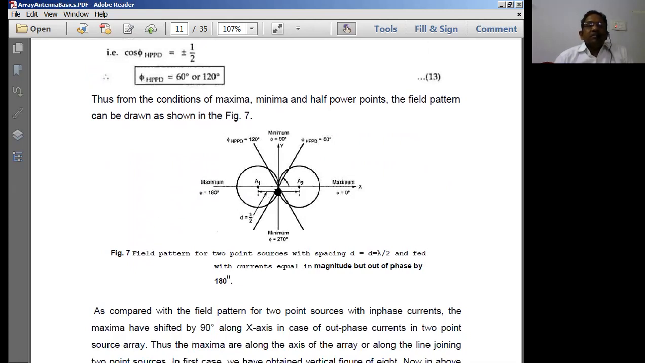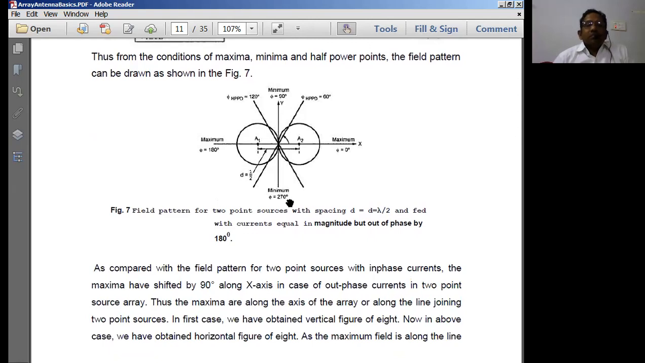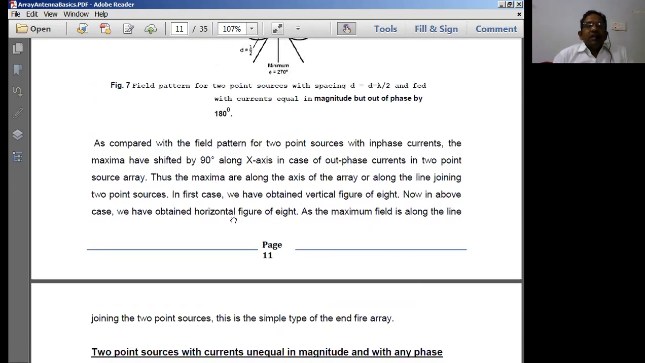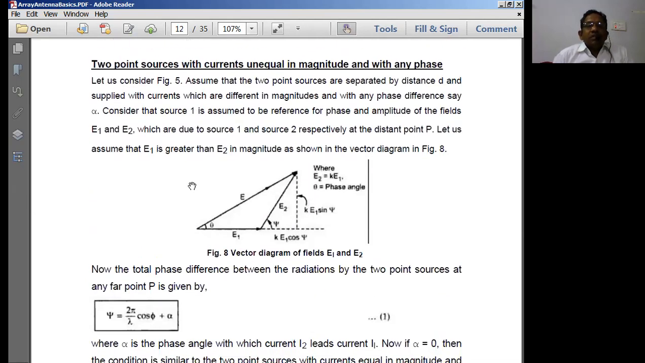So at 60 degrees and at 120 degrees, we have to draw the half power inclination lines. Therefore we'll have two lines here, a 60 degree line and a 120 degree line. So two lines we normally write. Just simply extend this. This is the radiation pattern which you'll get for point sources with the same amplitudes and opposite in phase angles. So this is the case we normally have.